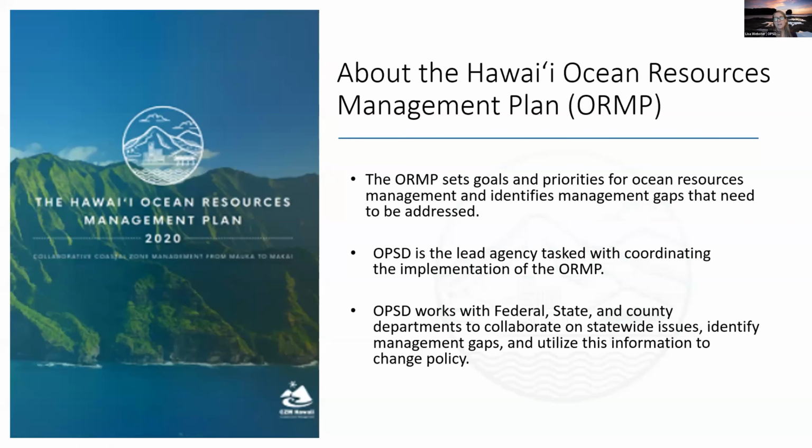So to better understand the hub site, I'll start with background information about the Hawaii Ocean Resources Management Plan, which we also call the ORMP. The ORMP sets goals and priorities for ocean resources management and identifies management gaps that need to be addressed. The Office of Planning and Sustainable Development, or OPSD, serves as the lead agency to coordinate the implementation of the ORMP. And the ORMP brings together a diverse group of stakeholders and experts to collaborate on statewide issues, identify management gaps, and utilize this information to change policy.